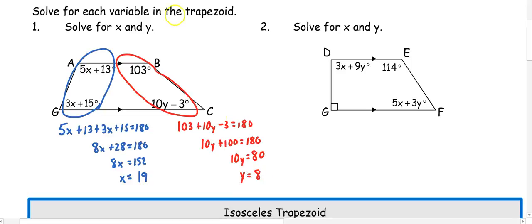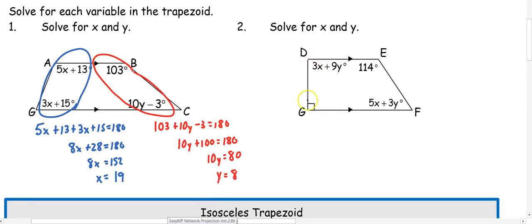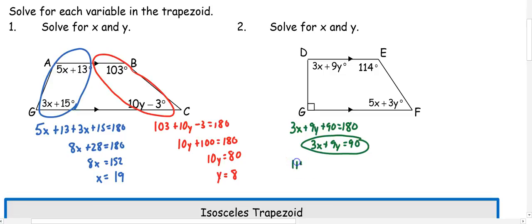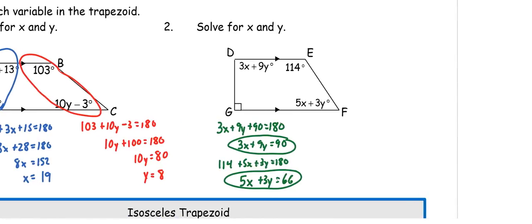So in number 2, we're going to use the same idea. So D and G are supplementary. 3x plus 9y plus 90 equals 180. So notice that there's an x and a y in this equation. So I'm going to move 90 to the other side. So I have 3x plus 9y equals 90. So that's one equation. The other equation, I have 114 plus 5x plus 3y equals 180. And when I subtract 114 from both sides, I get 5x plus 3y equals 66. So now that I have two equations, I can use those equations to solve a system.